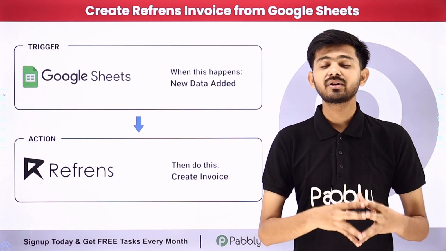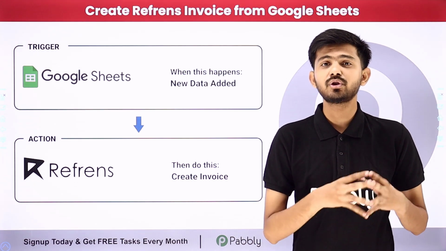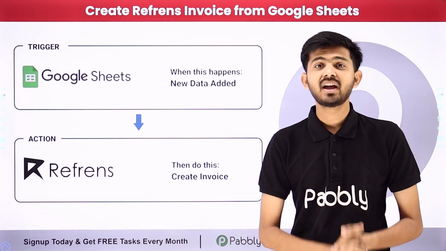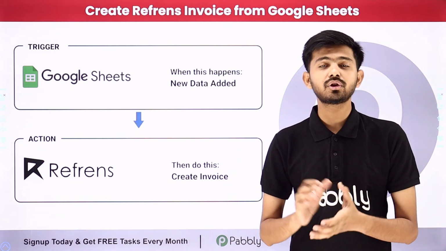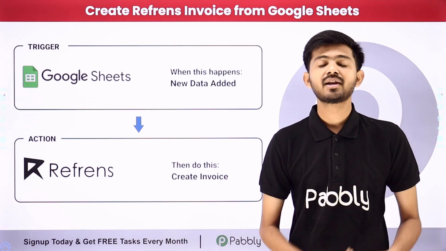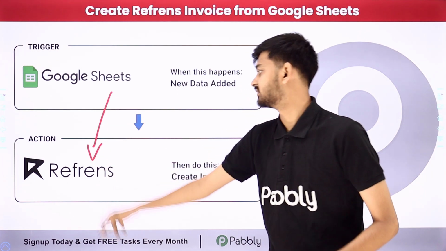So suppose we are using Google Sheet for maintaining the data of our new orders, and whenever we receive a new order, we automatically add that detail to our Google Sheet. Now for using these details, we are going to automatically generate invoices by using reference. So for my objective, I have to build a connection between Google Sheets and reference.